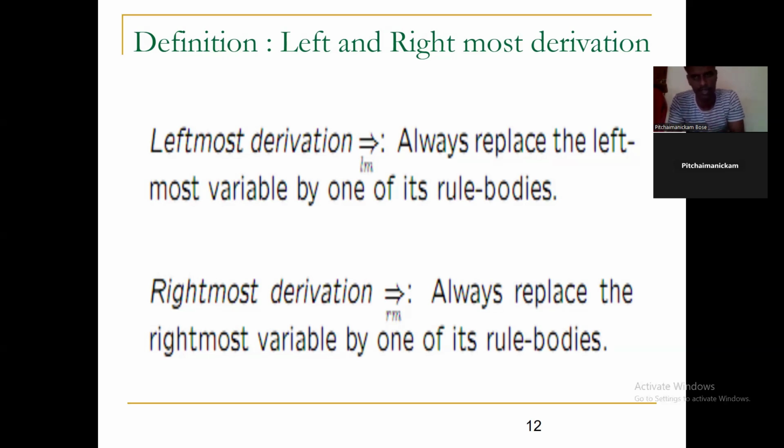In the leftmost derivation, we derive the input string w by replacing the leftmost variable using the production bodies. At the same time, in the rightmost derivation, you replace the variables on the right-hand side with the help of the production bodies. So this is the major difference between the leftmost derivation and the rightmost derivation.